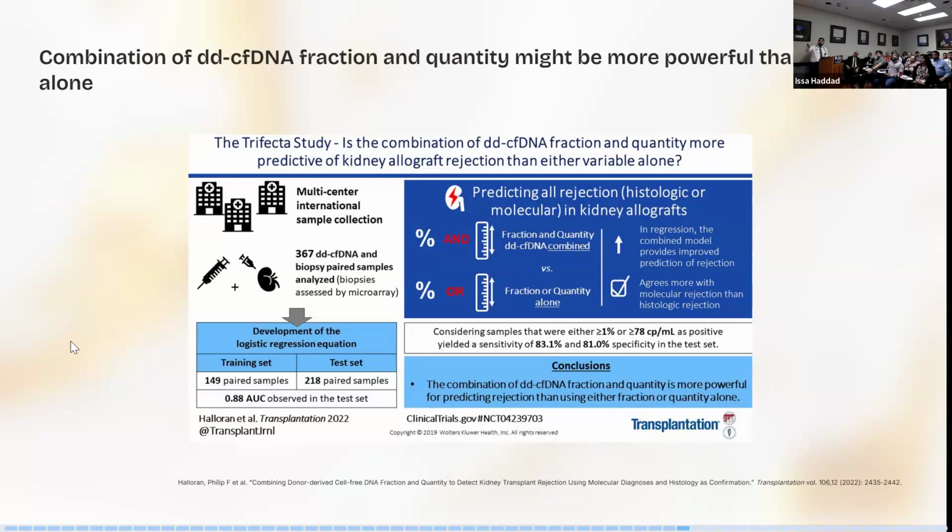And their cutoff using the percentage was 1%, and the absolute value was 78 copies per ml. And this actually yielded a positive sensitivity of 83% and 81% specificity in the test. And they concluded that combining both might be more helpful than just using one alone.